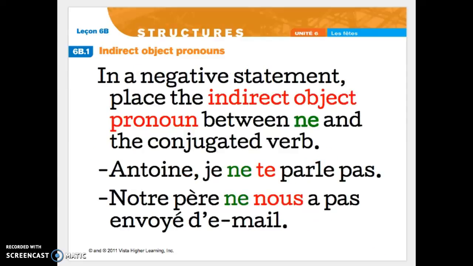In a negative statement, you have to place the indirect object pronoun between the ne and the conjugated verb. Antoine, I am not talking to you. It's the ne, the pronoun, the verb, and the pas. The same pattern applies to a passé composé. Ne, pronoun, conjugated verb, pas, and then in this case, the past participle goes after.